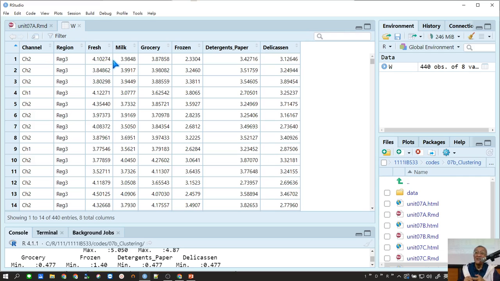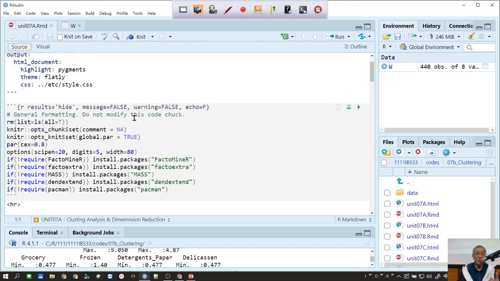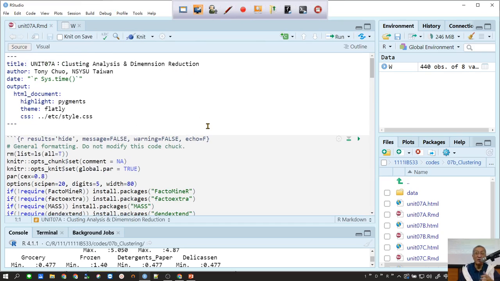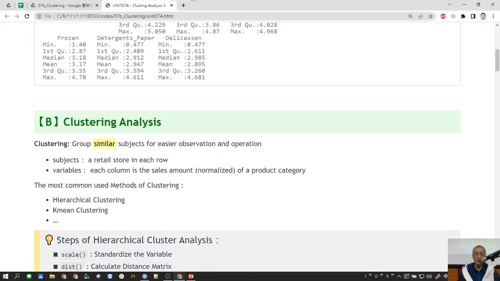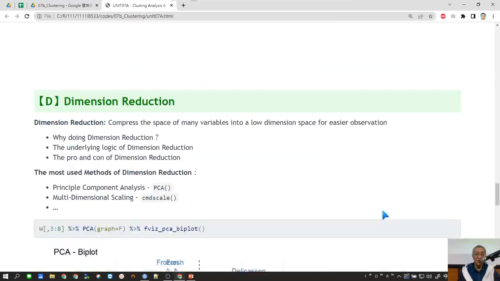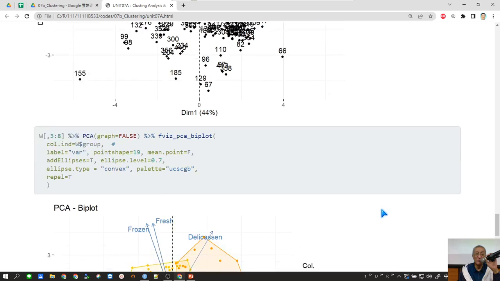So this is actually the record of selling amount for 6 categories of product. Is that clear? So this is the data. If we apply clustering and dimension reduction, at the end of the notebook, this is what we get. Let's go to the result first.